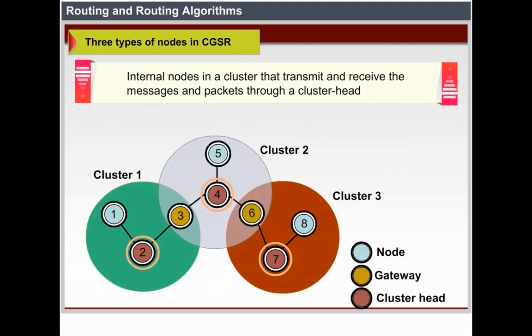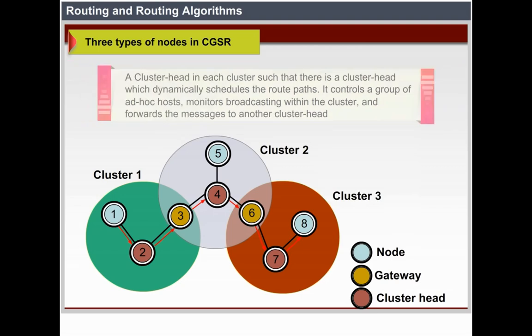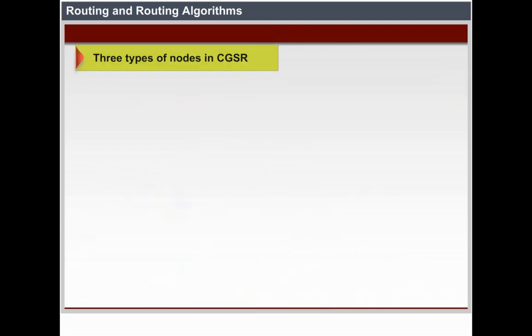Internal nodes in a cluster transmit and receive messages and packets through a cluster head. Each cluster has a cluster head which dynamically schedules the route paths. It controls a group of ad hoc hosts, monitors broadcasting within the cluster, and forwards the messages to another cluster head. The gateway node carries out transmission and reception of messages and packets between cluster heads of two clusters.